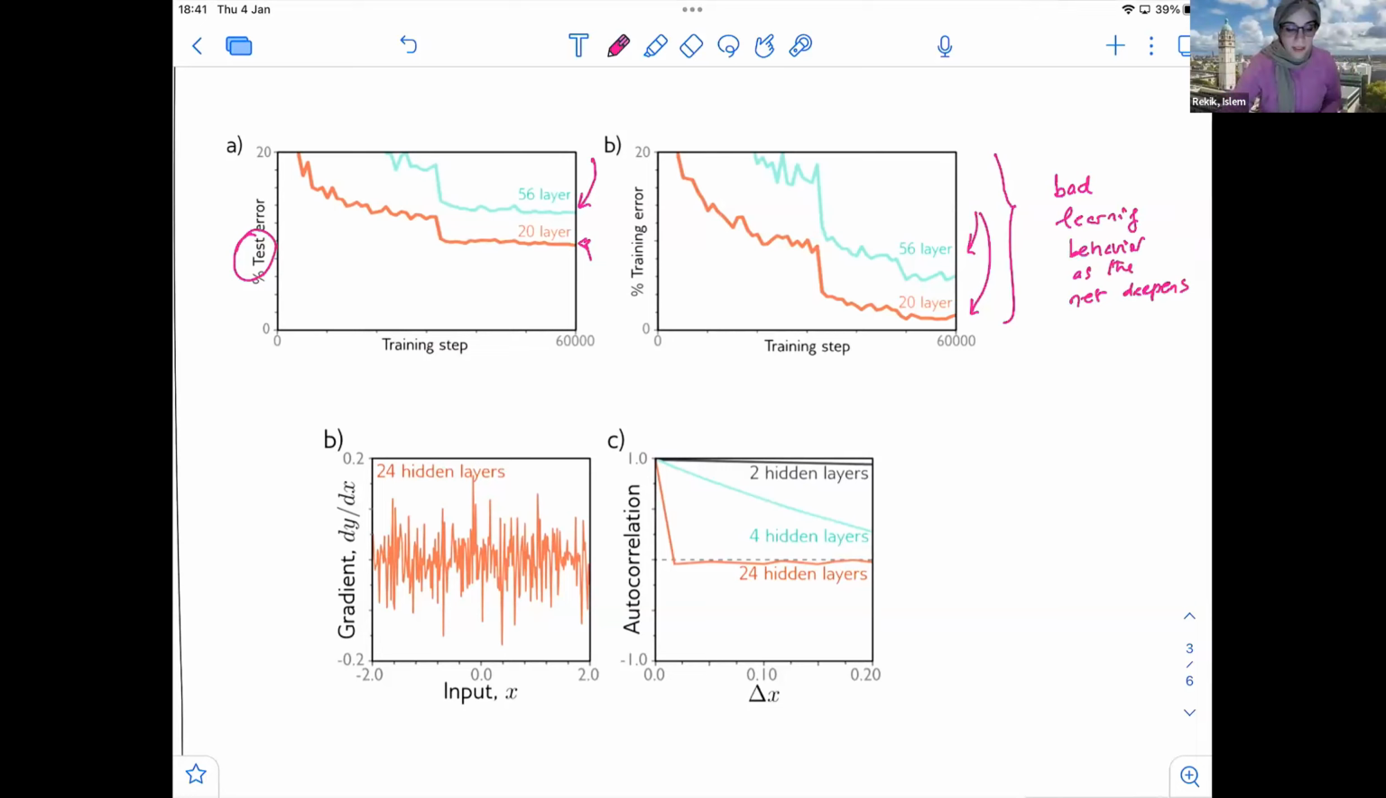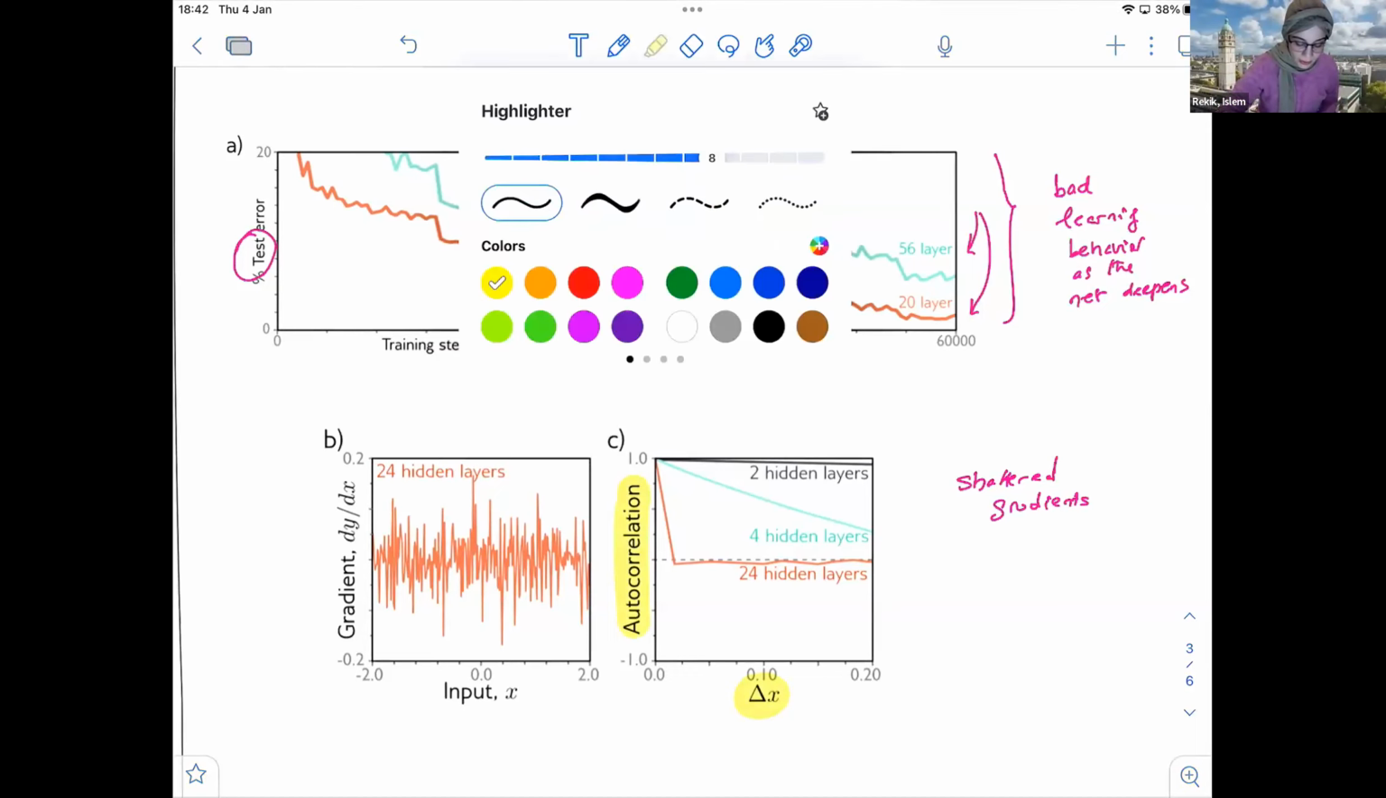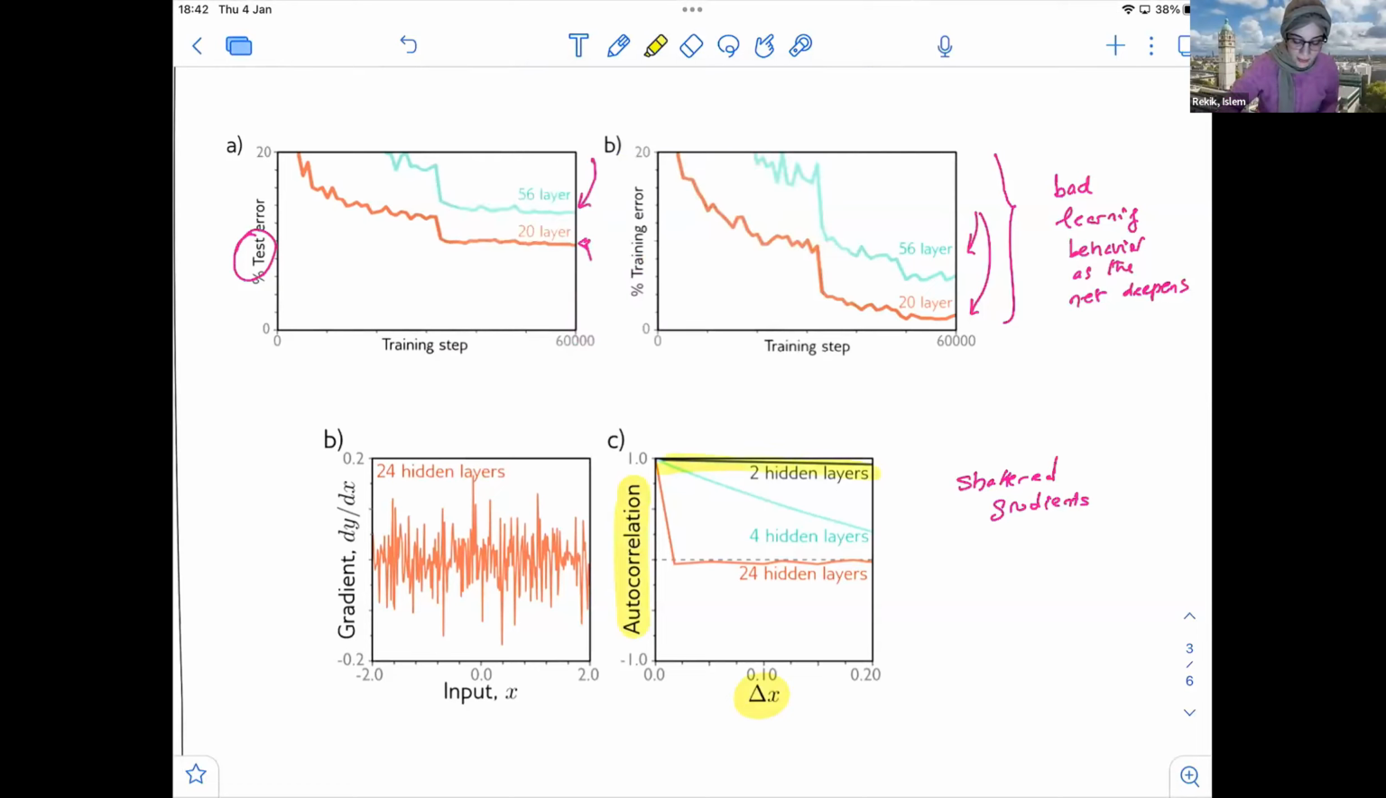Another phenomenon that we observed based on empirical data is called shattered gradients. As we add more layers to the network, we have seen that the correlation between the gradient change and the data change decreases. For example, when you have a network with only 2 hidden layers, you have a very high correlation, which means changes in the input correlate with changes in the gradient, which is a nice behavior.